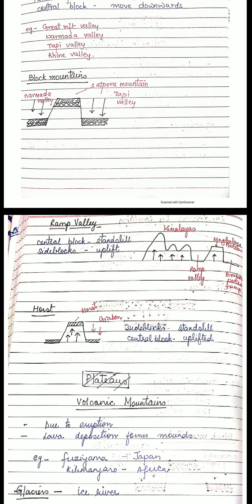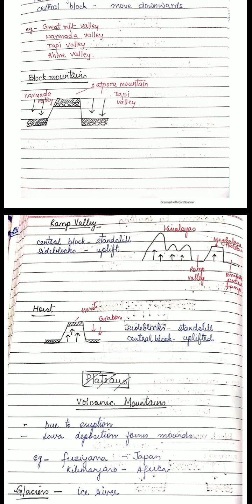Children, volcanic mountains is a self-explanatory term. The mountains which are formed because of volcanic eruption. We have Fujiyama in Japan and Kilimanjaro in Africa, when certain cracks are developing and the lava is coming out from magma chambers through the crater, and it is solidifying on the ground, building mounds. That is how the mountains are built.